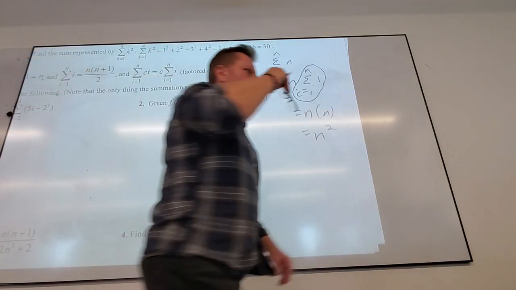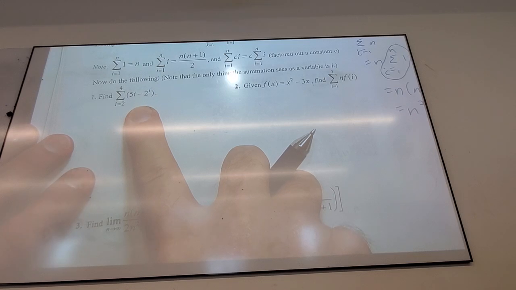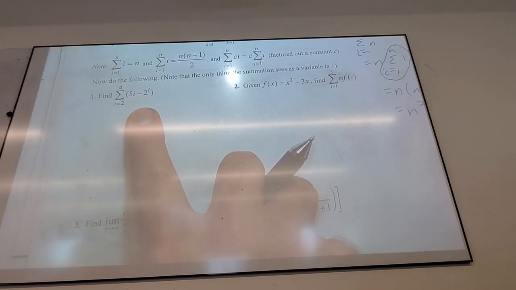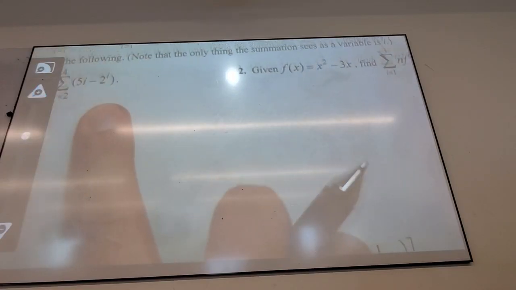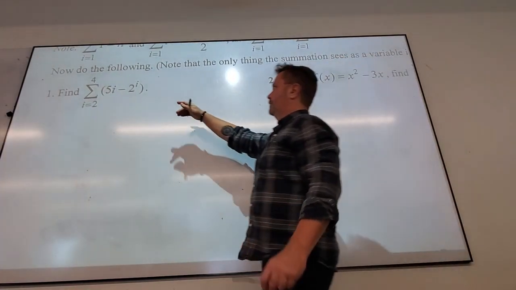All right, so let's try these out. This first one is very straightforward. We did examples like this last time. Remember, summation symbols are basically plug and chug and then add, because that's what the symbol means.